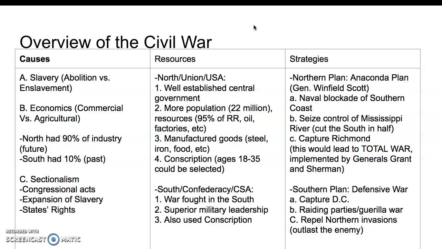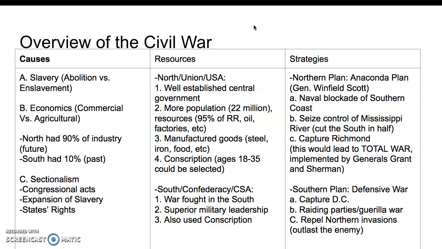Resources for the North, the Union or USA: well-established central government. You have a higher population, more resources. You got manufactured goods, so you're able to make weapons and ammunition and food and supplies a lot easier. And they had conscription, fancy word for the draft. For the South, Confederacy or the CSA, the war is going to be fought primarily in the South, so in their homeland. Superior military leadership, more experienced military leadership, and they would also use the draft strategies.